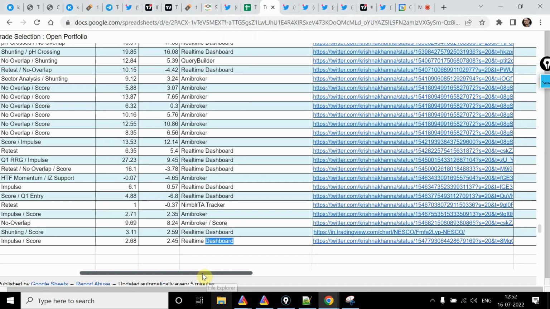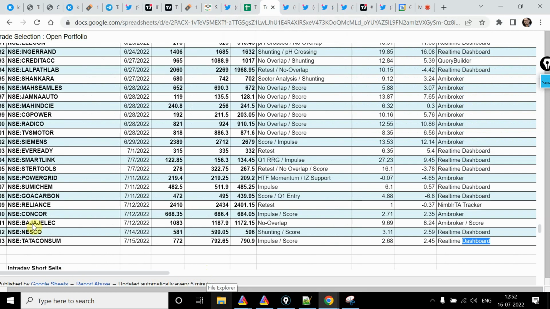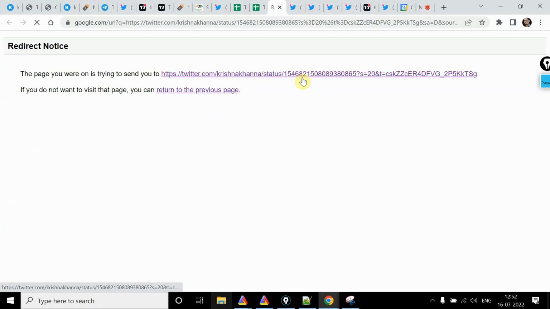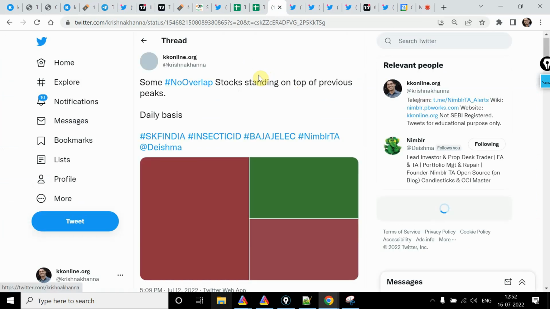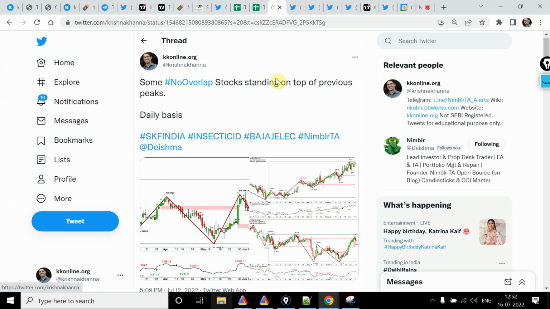If you see Bajaj Electric, I had seen a no overlap a few days back on the real-time dashboard. This was on 12th. At that moment, the price was 1083. Today, the price is 1172 and it was selected based on no overlap. Let's go to the reference so that we can go through it and understand it better. Okay, so there are some no overlaps which were openly shared.